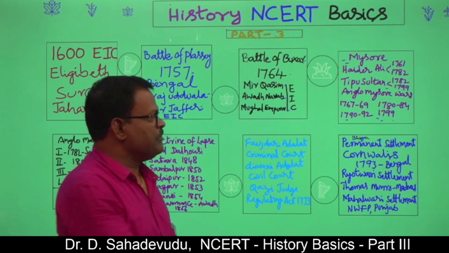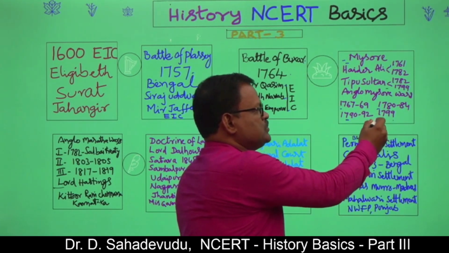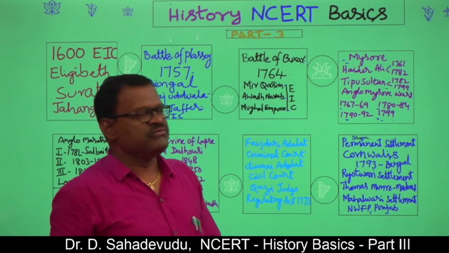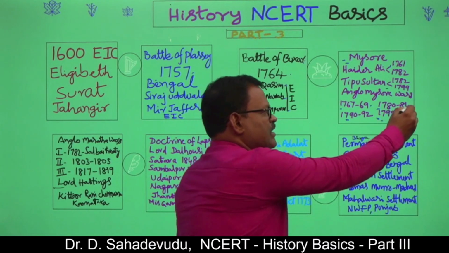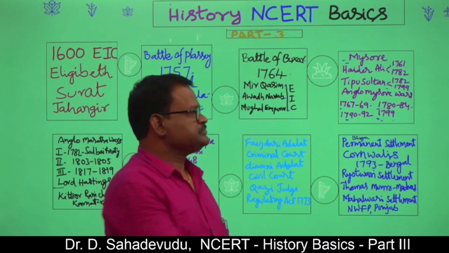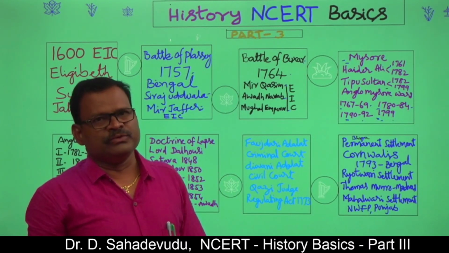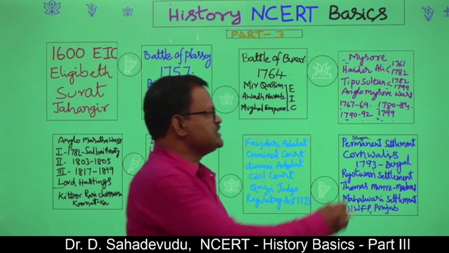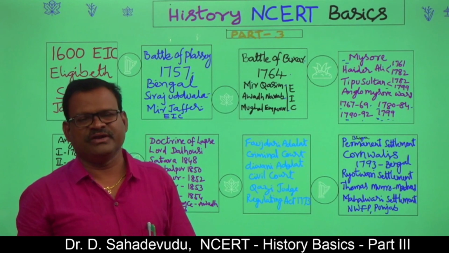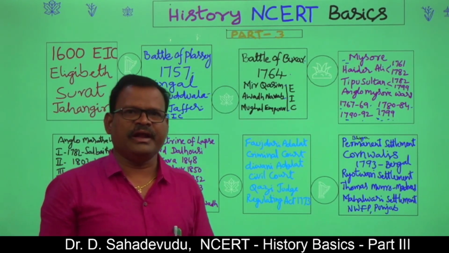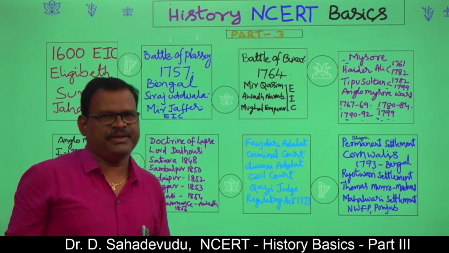So, these are the four battles: First, Second, Third and Fourth Anglo-Mysore War. The First Anglo-Mysore War favored Hyder Ali. The Second Anglo-Mysore War was not decisive. In the Third Anglo-Mysore War, Tipu Sultan's armies were defeated by Lord Cornwallis's forces. In the Fourth Anglo-Mysore War, finally Tipu Sultan's forces were defeated and Tipu Sultan died on the battlefield. Finally, Mysore was subjugated by the East India Company.